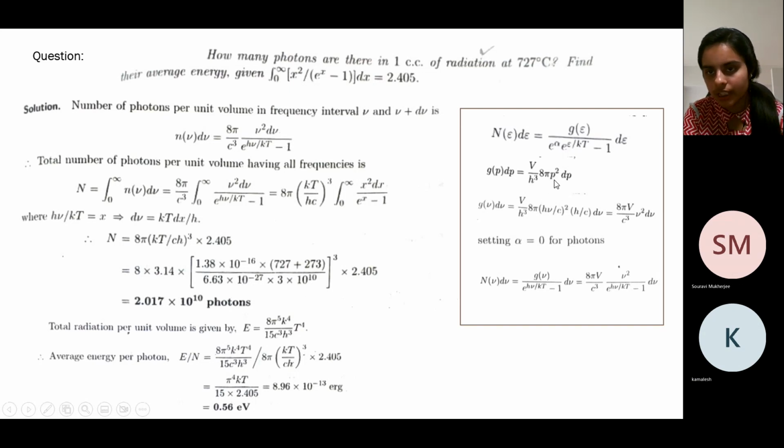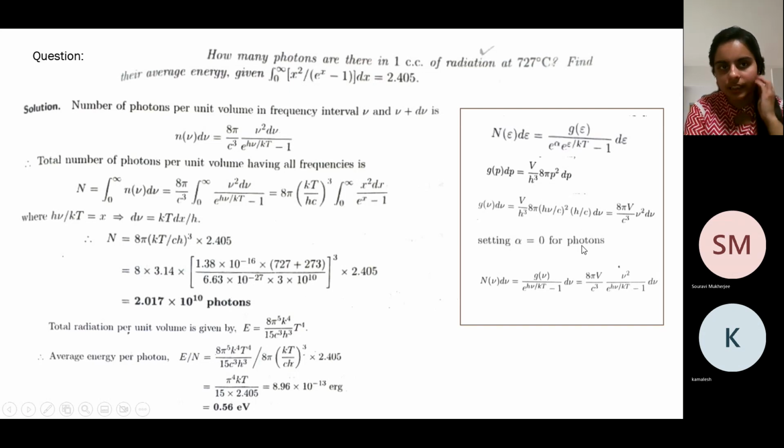Then you change from the momentum space to the frequency space, where you use the relation that the energy is given as E equal to h nu, and we know that p is given as h nu by c, right? You do that, and then you go to the frequency space, and this is the density of states in the frequency space. Now, why do you set alpha equal to 0 for photons?